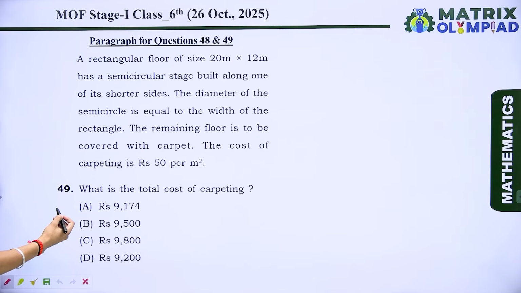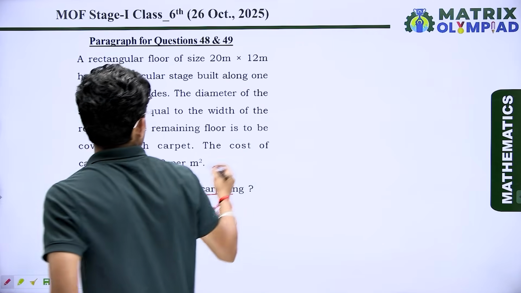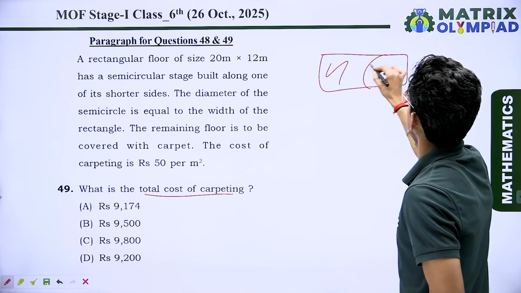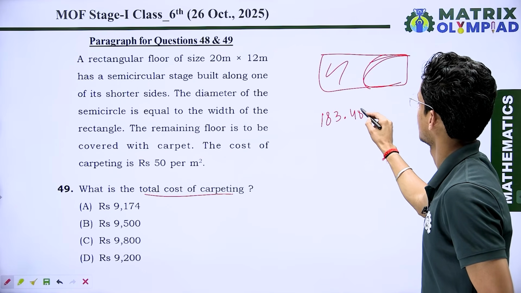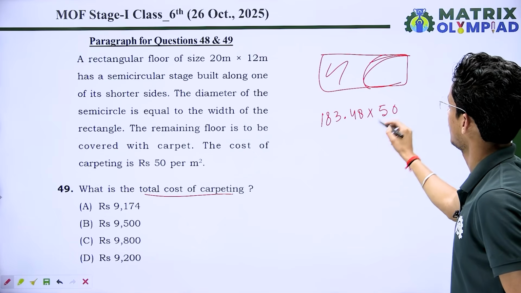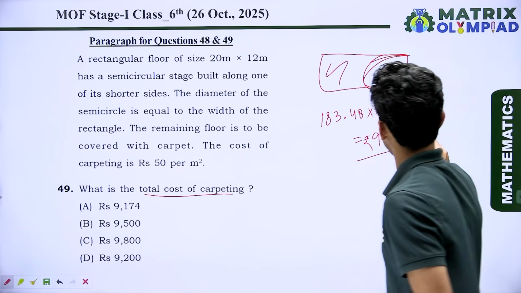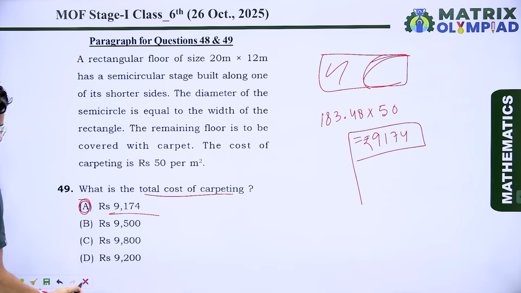So the next question is, what is the total cost of carpeting? In the last question we solved the area of carpeting, this part, which is 183.48. When I multiply this one with 50, the answer we get, that is 9174 rupees. This is the cost. So 9174 here. So option number A is the correct answer.